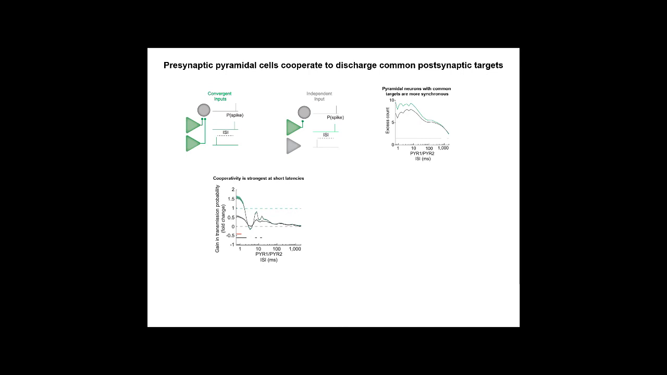So here we looked at exactly how this ISI between the two pyramidal cells affects the spike transmission. We looked at this for both the convergent and independent inputs. You can see that the independent line isn't flat, but that's because of the network effects. But what you see in the cells that are convergent is this really strong gain in spike transmission probability, especially at short time scales. So if two pyramidal cells fire close in time to each other, they appear to be able to more strongly drive this interneuron than if they fire temporally isolated.